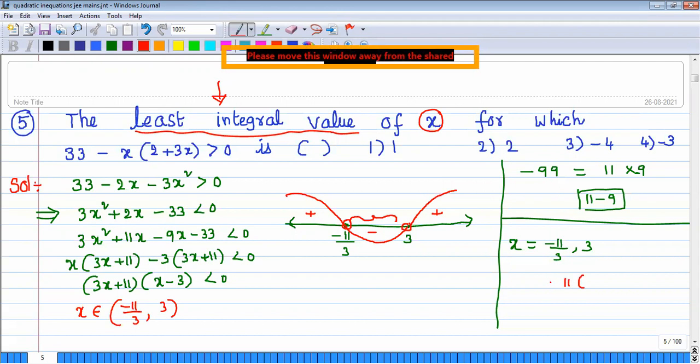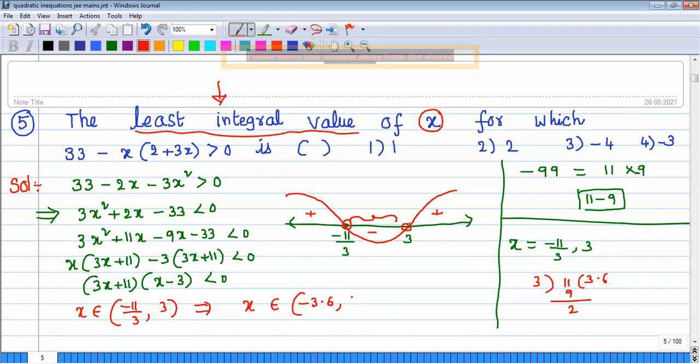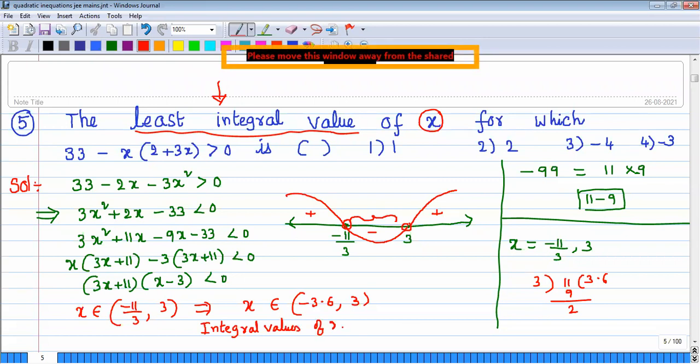If you divide 11 by 3, what do you get now? 3 3s are 9. 3.6 approximately. Yes, that implies x belongs to (-3.6, 3). So integral values, write down. What are the integral values of x which lie between -3.6 and 3?